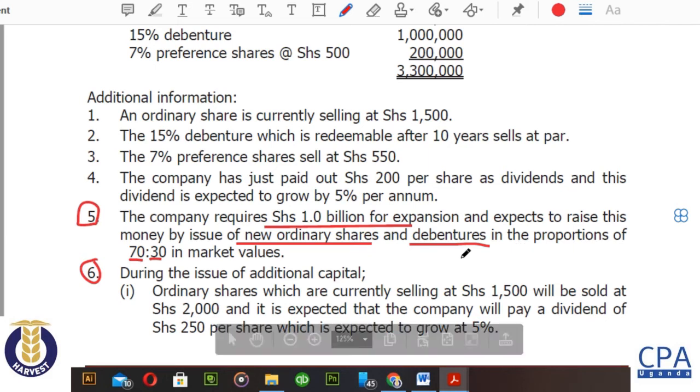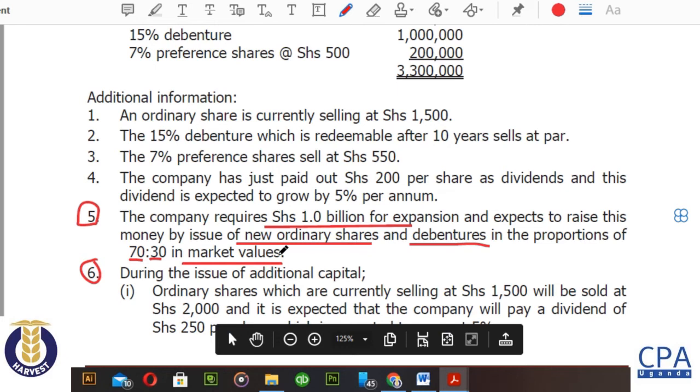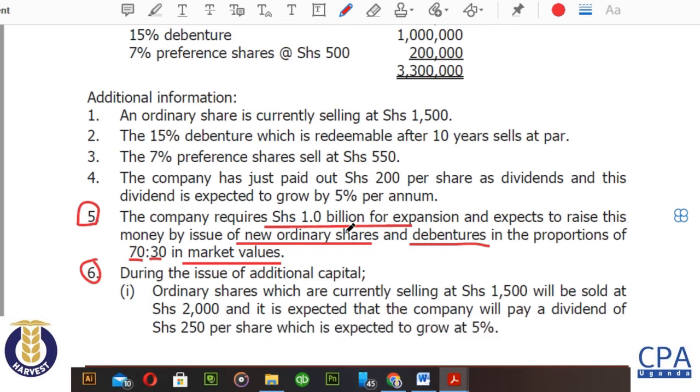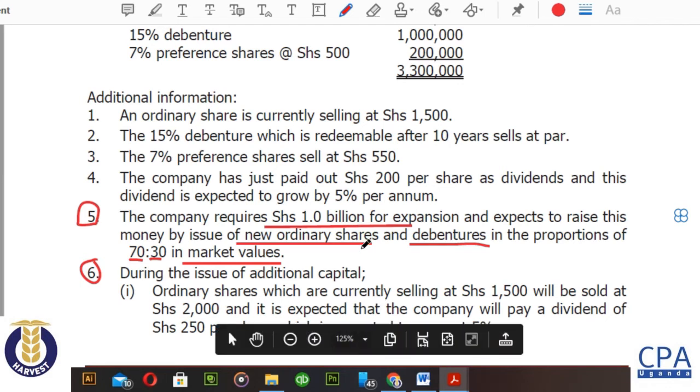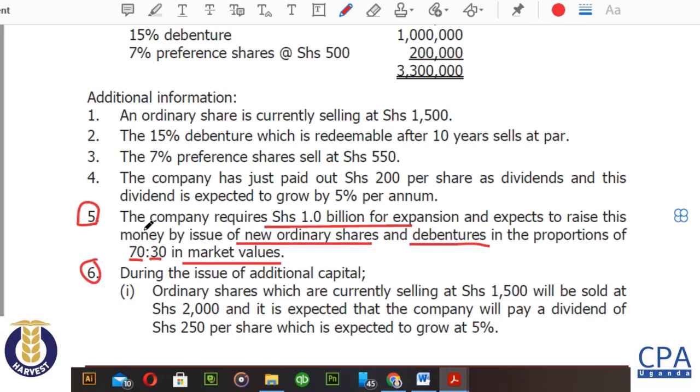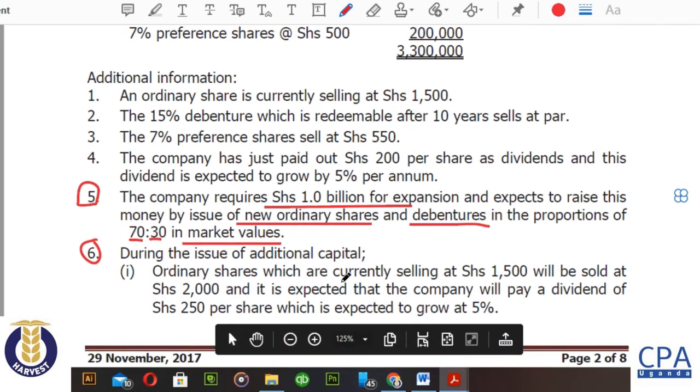Now, what you need to note here is the aspect of market values. It means that these funds are going to be raised in market value terms, that is to say. So it means that we don't need to convert into market values again, unless you want the book values, but here it's not going to be required.